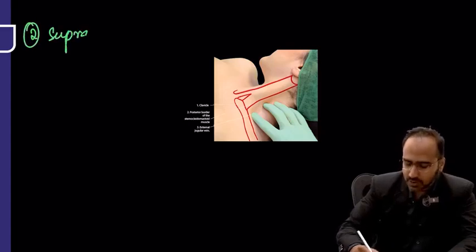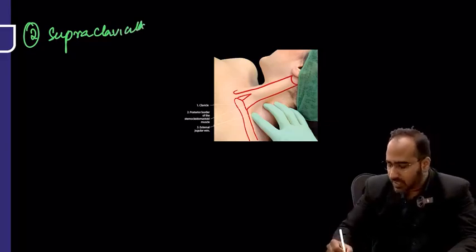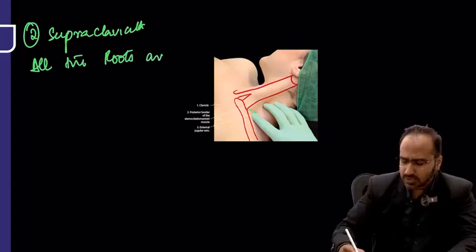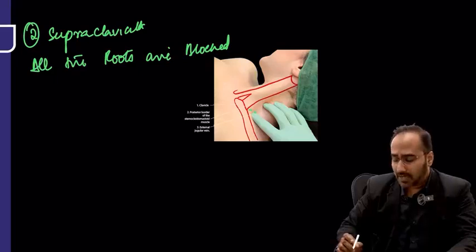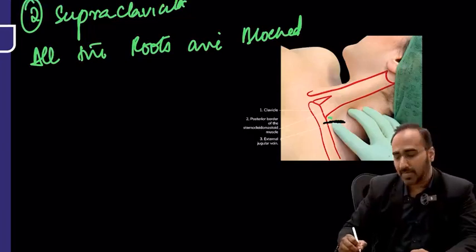The second approach is supraclavicular. The beauty of this approach is what? With the supraclavicular approach, all the roots are blocked. Hence, it is used for almost all surgeries of the upper limb. But this approach, the supraclavicular approach, is the best approach, but it comes with a complication.